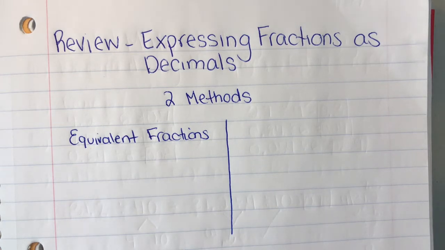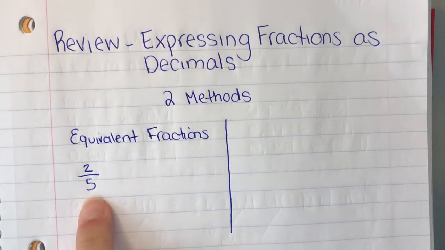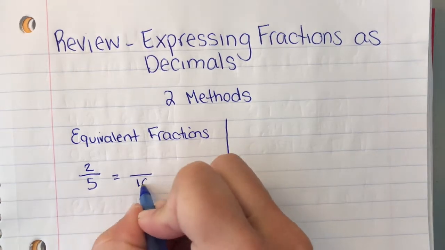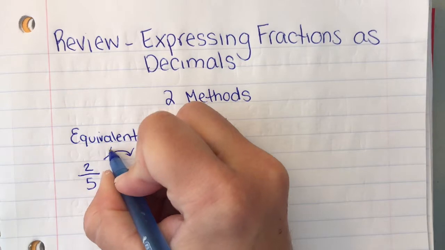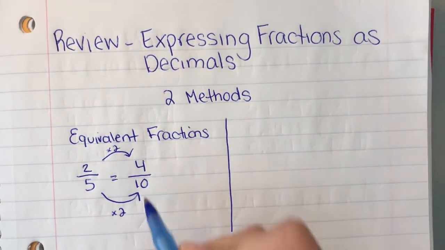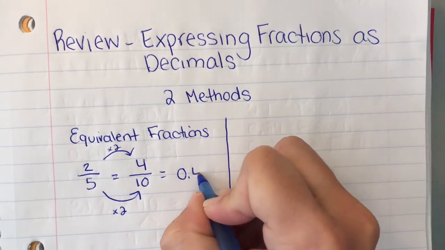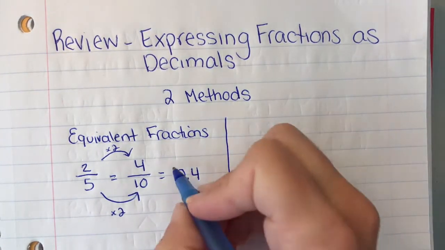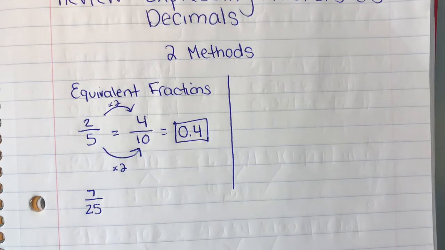So, for example, in the fraction 2/5, 5, the denominator, can be turned into 10. So I can make an equivalent fraction by multiplying by 2. We know that when we read this fraction now, it is 4/10, which as a decimal is written like this. So 2/5 written as a decimal is 0.4. That will work for any fraction that has a number in the denominator that can be turned into 10, 100, or 1,000. Here's another one.